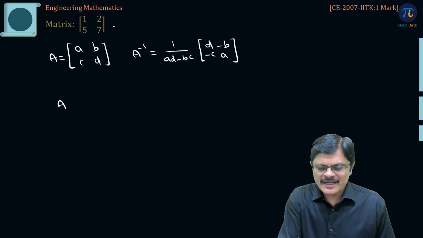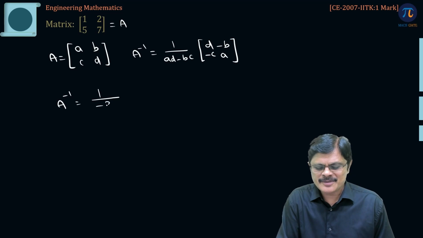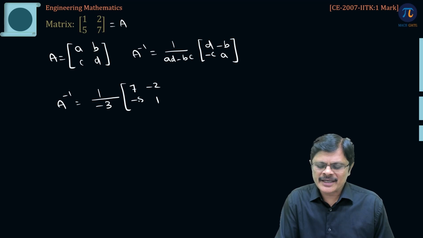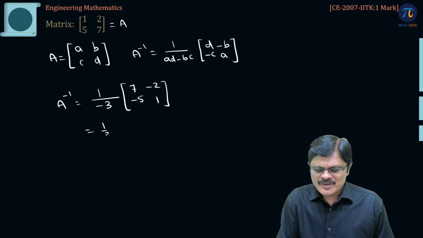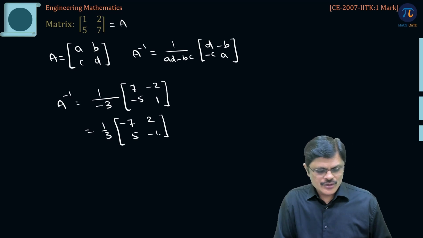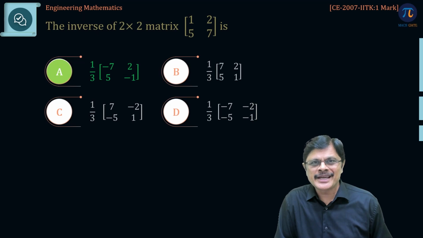So for the given matrix, what is the inverse? 1 by AD minus BC, that is 7 minus 10, which is minus 3. Swap the main diagonal elements, 7, 1. Change the sign of the off diagonal elements. Of course, you can take the minus sign inside so that it becomes 1 by 3, minus 7, 5, minus 1. So this matches with which option? Option A. So A is the correct option.